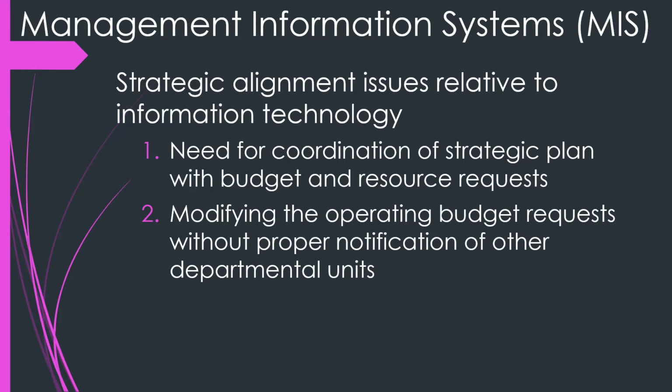Here we're looking at technology, and really what we're doing is making sure that we strategically align the issues that we were going to try to solve with our technology use and employment. So there's a need for a coordination of strategic planning with budget and resource request. There's also, you want to modify the operating budget and their request with proper notification. So make sure that you're not doing it without proper notification of all affected entities.